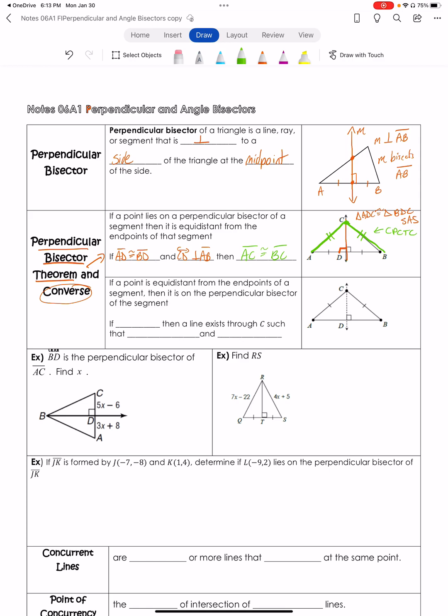Okay? The converse is going to be the reverse. So basically, if a point is equidistant from the endpoints of a segment, like this guy right here, so this distance is the same as this distance, then it is on the perpendicular bisector of the segment. We know that if these two sides are congruent, this angle has to be congruent to this angle, by the base angles theorem. I know CD is congruent to CD, reflexive property.